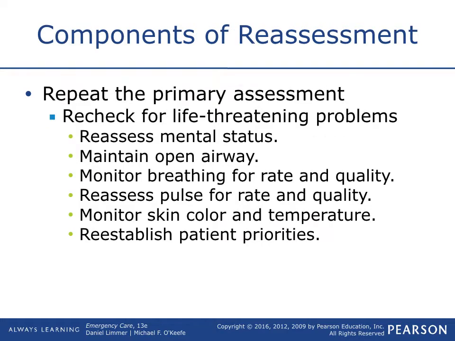Just watch those things. Repeat the primary assessment, recheck for life-threatening problems, assess mental status, airway, breathing, pulse, skin color, reestablish patient's priorities. So as you do your reassessment, again, reestablish patient priorities. Maybe at first their priority was their oxygen, but they're doing great on that. But now they're bleeding in their lower abdomen.